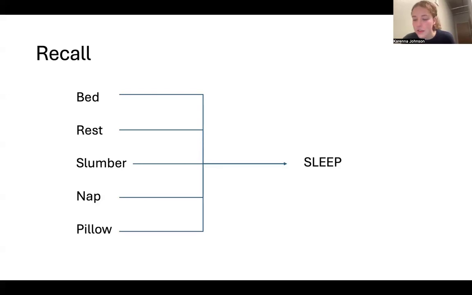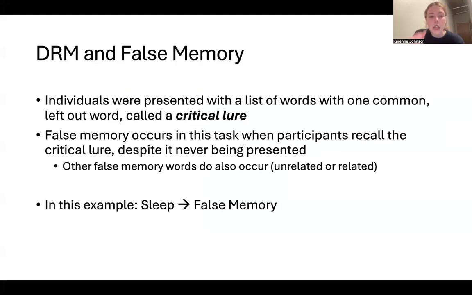Okay, so the words on that list were bed, rest, slumber, nap, and pillow. If you came up with sleep, or you would have written down sleep if you were doing this test, that would have been an instance of false memory because that word was actually never shown. So, DRM and false memory. Individuals are presented with a list of words with one common left out word, which we call the critical lure. This is one of our big variables of interest when doing the DRM task.